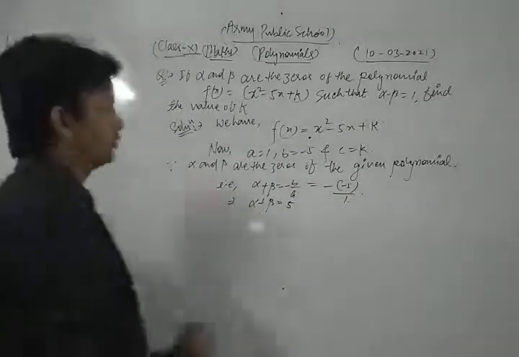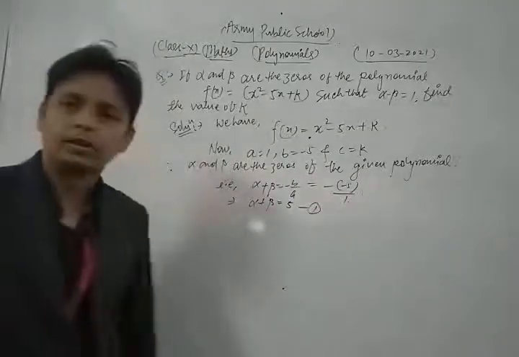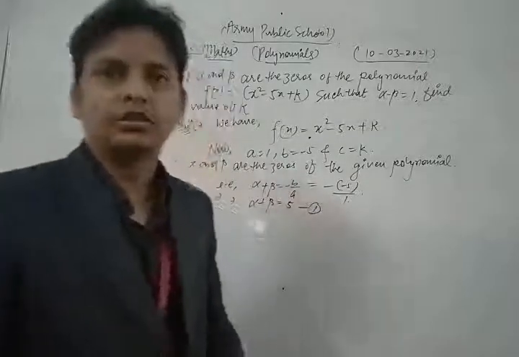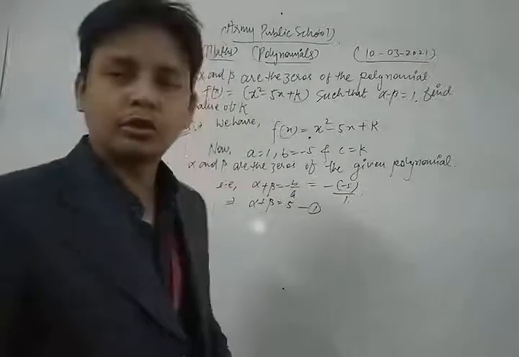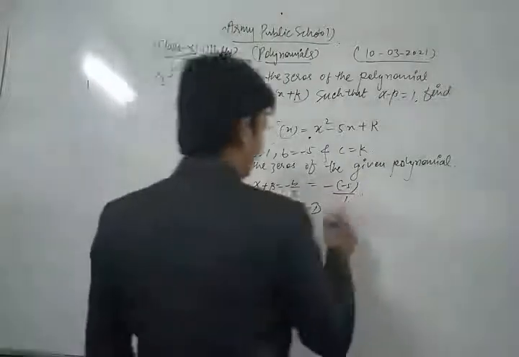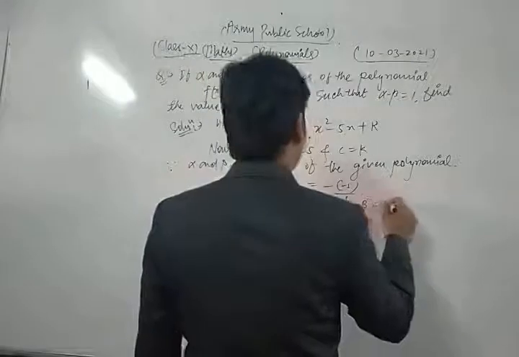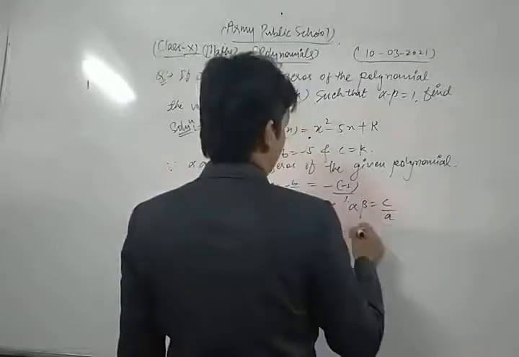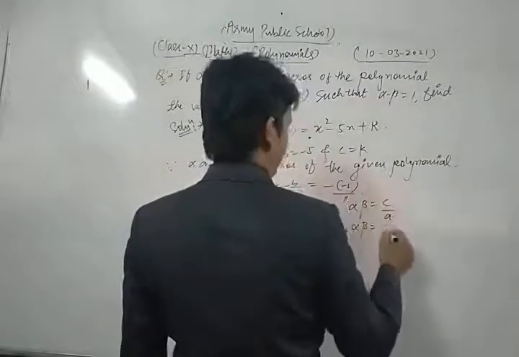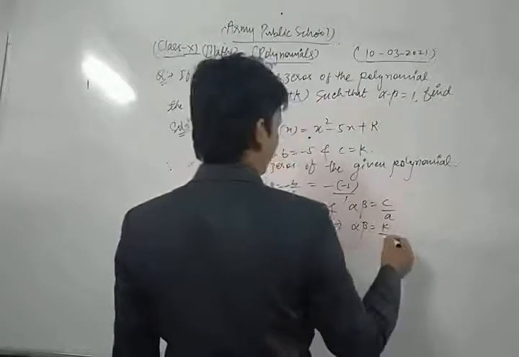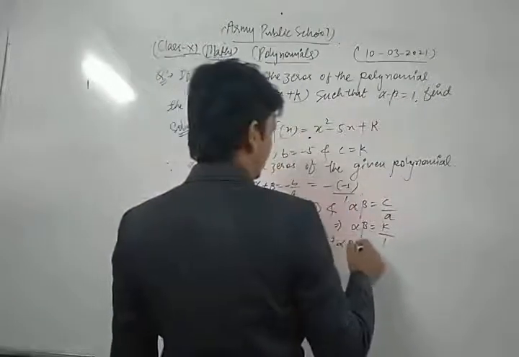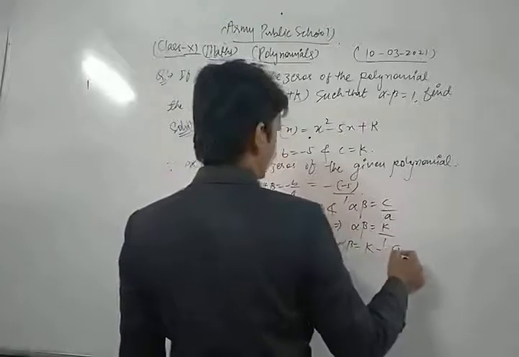So we take this as equation number 1. And dear friend, you know very well the value of the product of zeros. Product of zeros is what, c upon a. So alpha beta is, the value of c is k, upon the value of a which is 1. So alpha beta is equal to k. We take this as equation number 2.